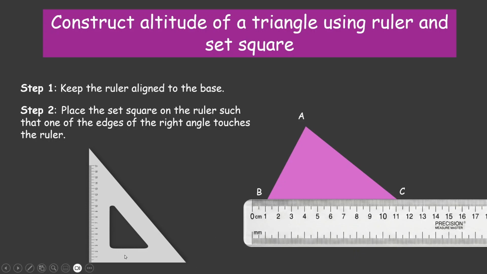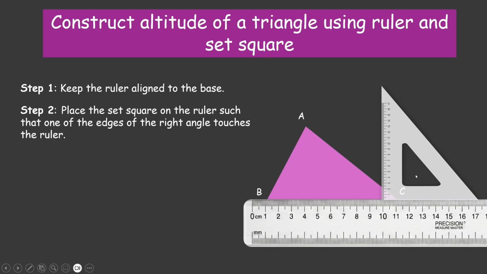So this edge and this edge are the edges of the right angle. So we can put any of these edges in a way that the edges are touching the ruler. So we place it like this.